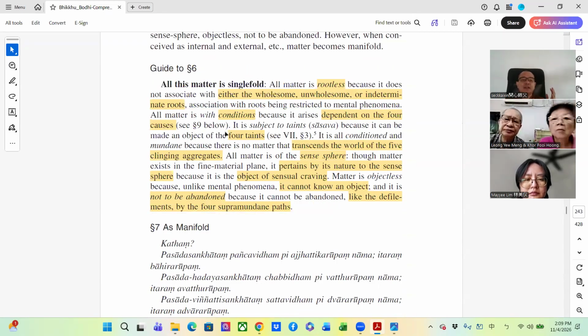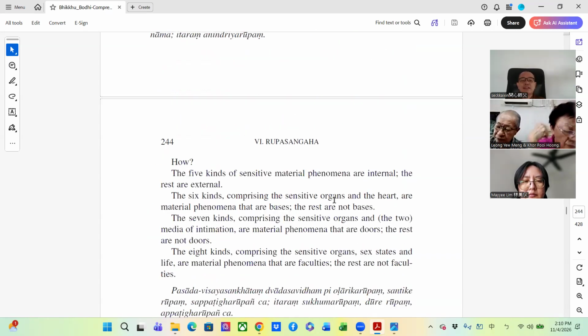So we understand that all method is single-fold. Basically, they are all rootless. All method is with conditions, and they transcend the world of the five clinging aggregates. They are all subject to the sense sphere, and finally, it could be abandoned. So they are different from the nama. Now we go to method as manifold.